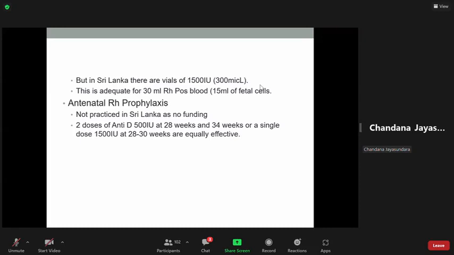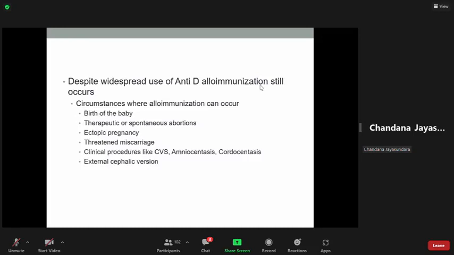Right now, that is actually an overdose. The current recommendation is to give 500 and then check whether any more is needed. We do a test called the Kleihauer test to diagnose that. But in Sri Lanka, we don't do the Kleihauer test because we give 3 times the required amount. We overdose because 500 international unit vials are not available in our country. That's why, right? So that's what I told.